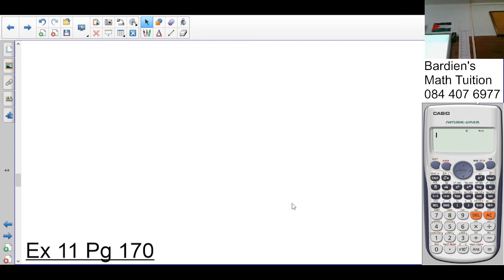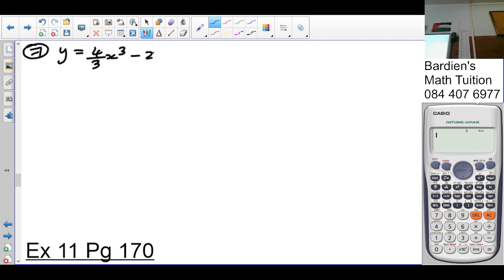Right, let's do this. So what is number 7's equation? Let's start with black. Right, number 7. What's the equation? Y is equal to 4 over 3 x cubed minus 2x squared plus x plus 62 over 3. Okay.